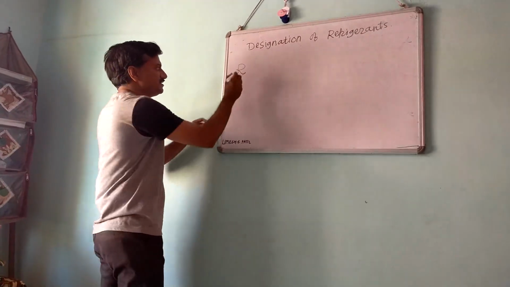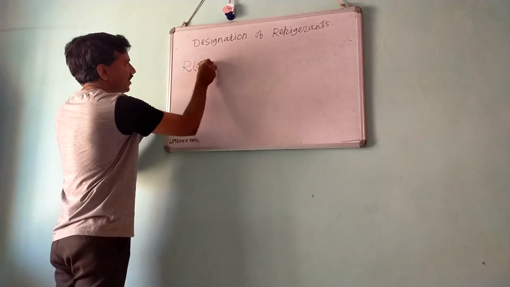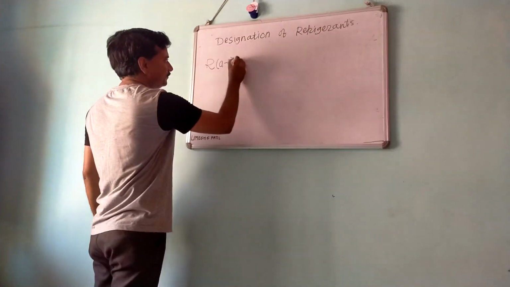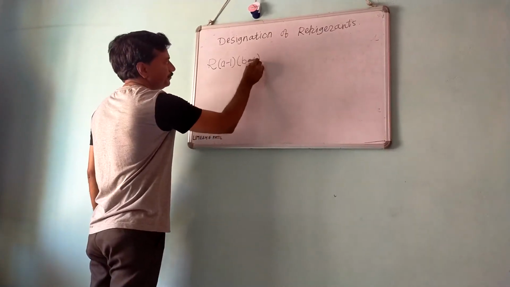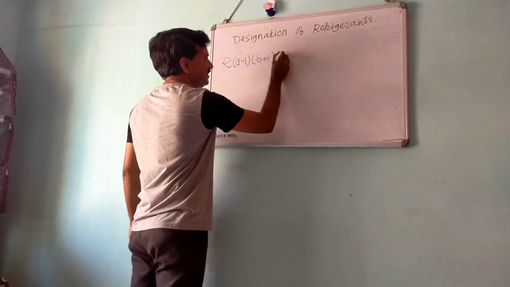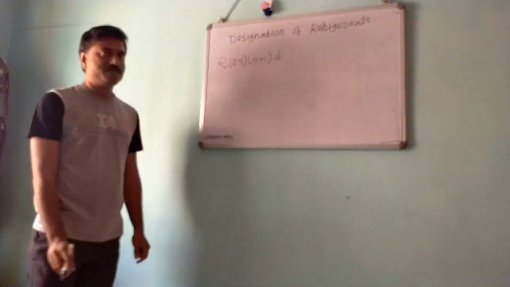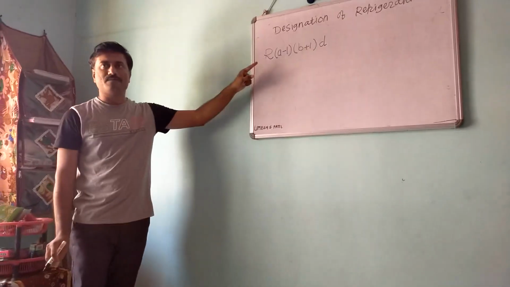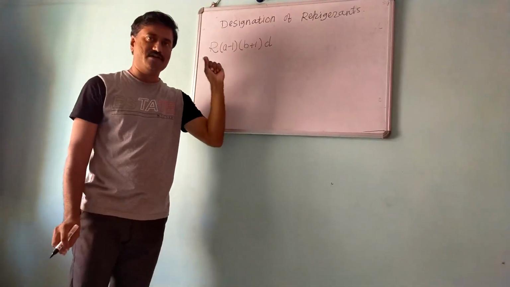halocarbon and hydrocarbon are: first number is a minus 1, where a is the number of carbon atoms. Second digit is b plus 1, where b is the number of hydrogen atoms, and lastly the third digit is the number d, that is the number of fluorine atoms. This is the designation of refrigerant belonging to the hydrocarbon and halocarbon family.